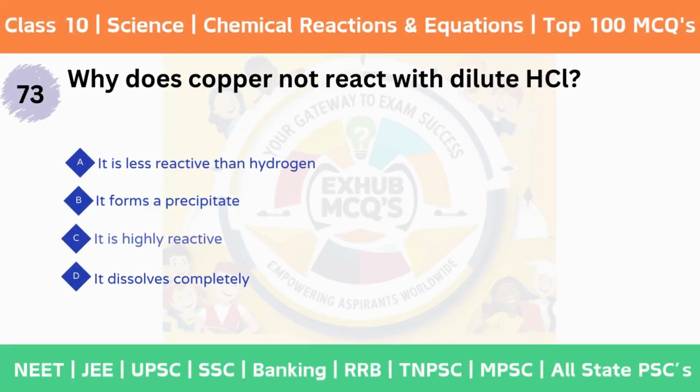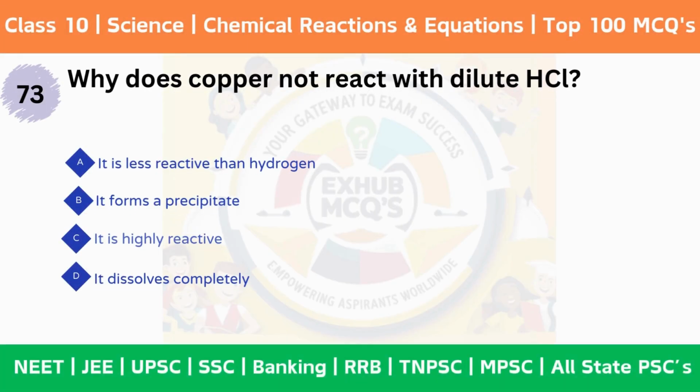MCQ 73. Why does copper not react with dilute hydrochloric acid? Option A, it is less reactive than hydrogen. Option B, it forms a precipitate. Option C, it is highly reactive. Option D, it dissolves completely.